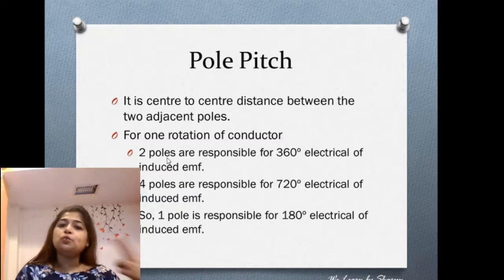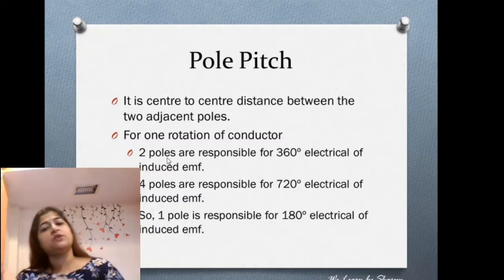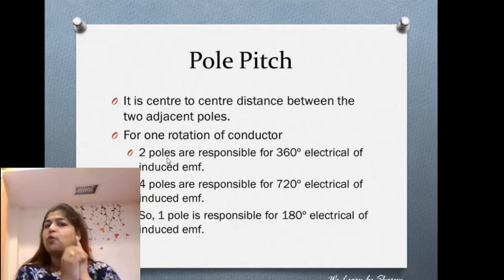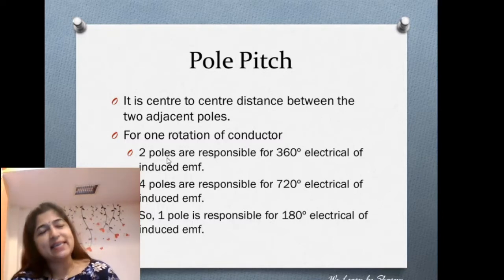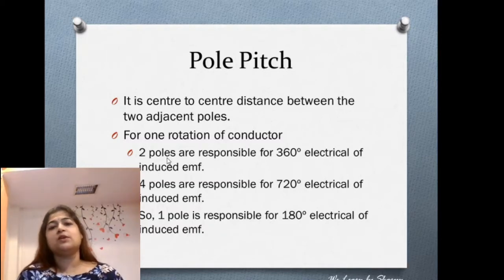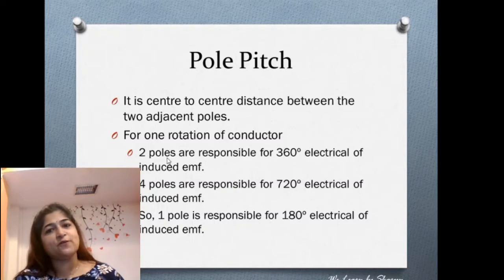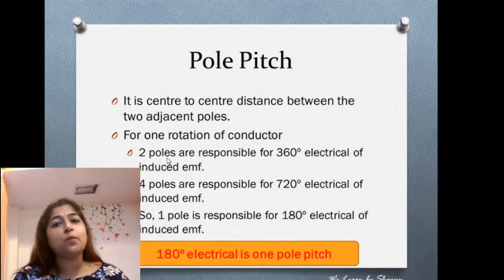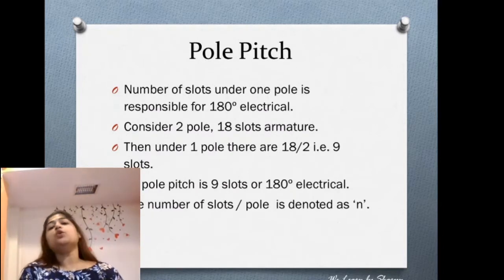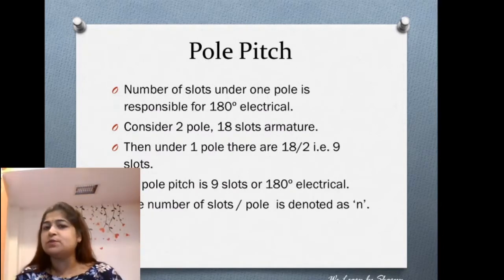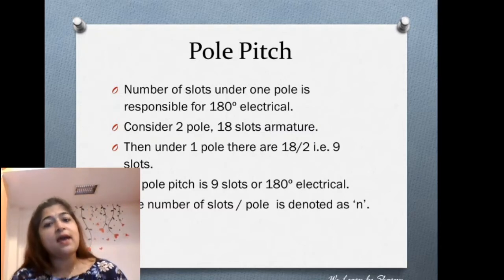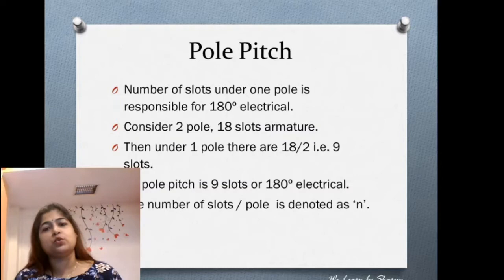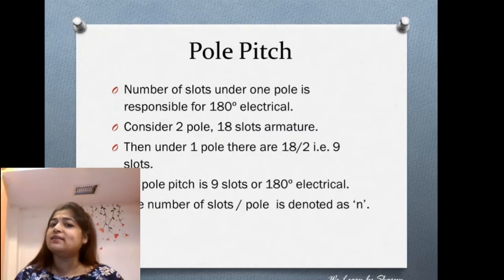So if we say two poles 360 degrees electrical, four poles 720 degrees electrical, can I say that for one pole it will be 180 degrees electrical? Yes. So one pole is responsible for 180 degrees electrical, that is half cycle of the EMF induced. Please keep this in your mind: 180 degrees electrical is one pole pitch. So when we say pole pitch, it is the distance between two poles, it is 180 degrees electrical, and there are also some number of slots within that pole pitch. So the number of slots under one pole is responsible for 180 degrees electrical.